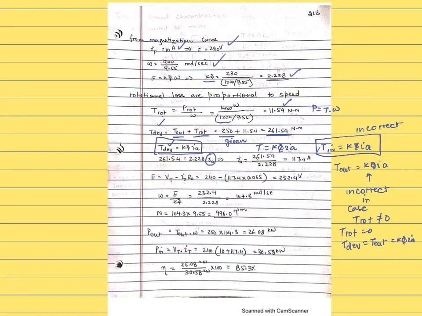So we calculate the value of the current. With that value of the current, we can calculate E. E equals the terminal voltage minus IA RA. So 240 is fixed, IA is calculated, RA is also fixed. So that's the new value of E.